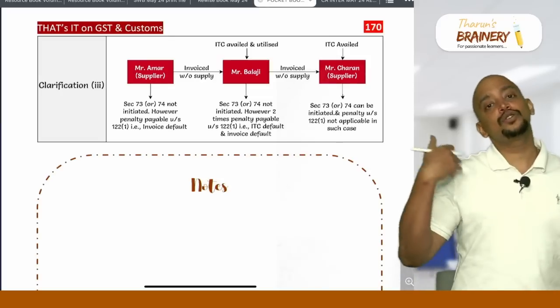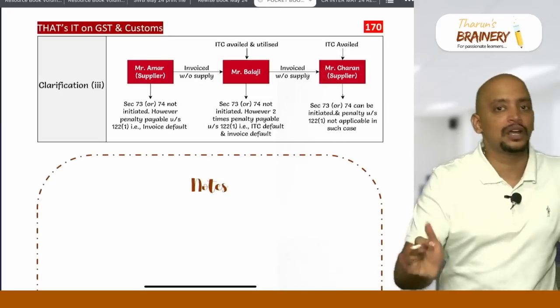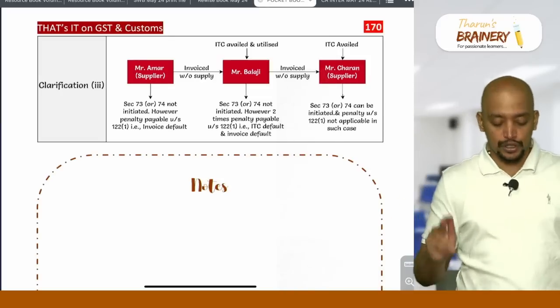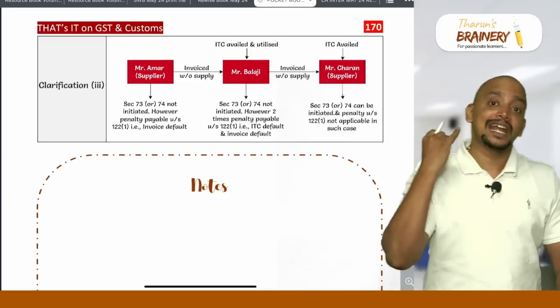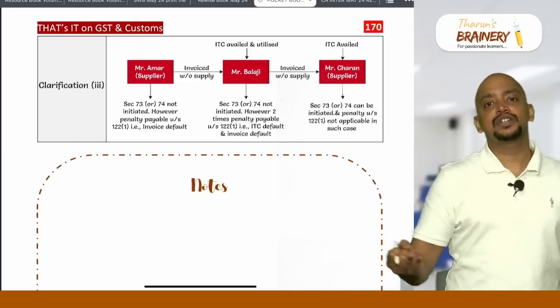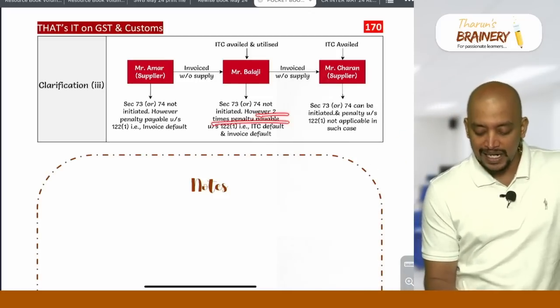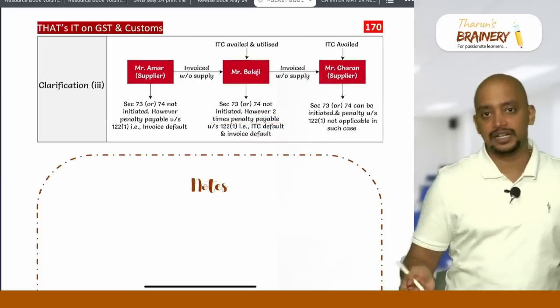So in that case, there is no liability on Mr. Balaji to pay to government, but he committed 2 offences. What are the 2 offences? Invoice default and ITC default. So for the 2 times he needs to pay the penalty. So 2 times penalty is payable, one for invoice default, one for ITC default.